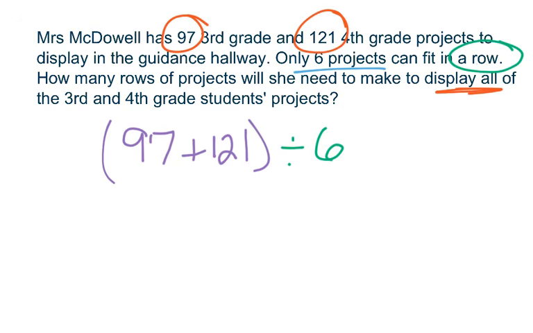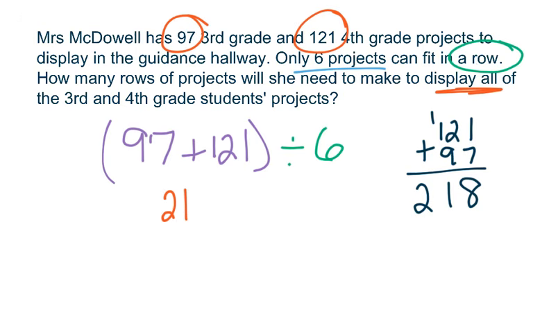We'd start with some addition, so 121 plus 97, or you could do 97 plus 121, it would not matter. And we have 218 total projects. So now we need to take our total number of projects and divide it by the number of projects that fit on each row to figure out how many rows we're going to need. Go ahead and do your division.